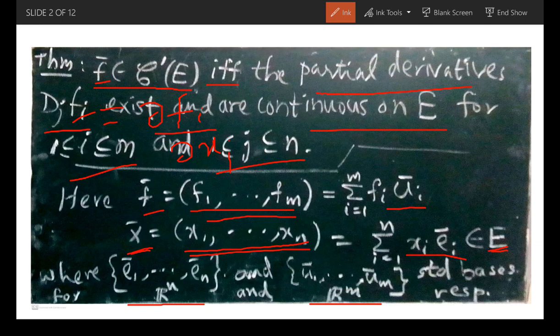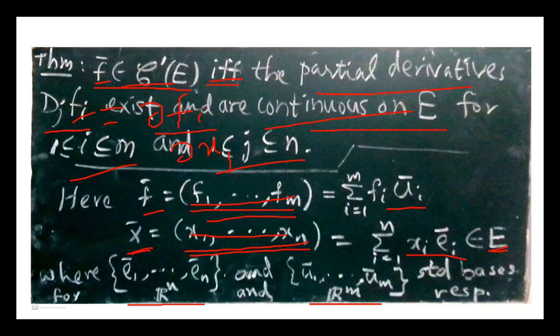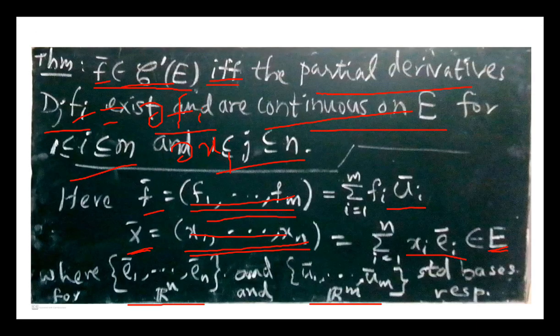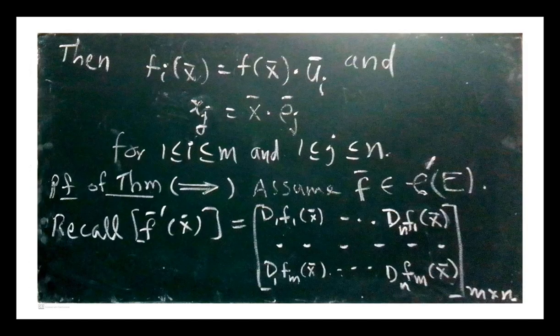So f is continuously differentiable if and only if all the partial derivatives of all the fi's with respect to all the xj's are continuous. That is what the theorem says, and we will prove the theorem. First of all, we will observe a few things.